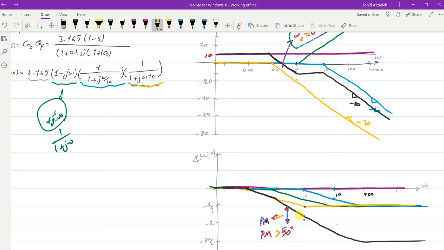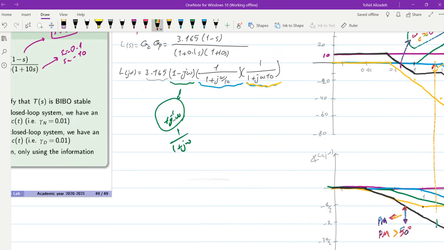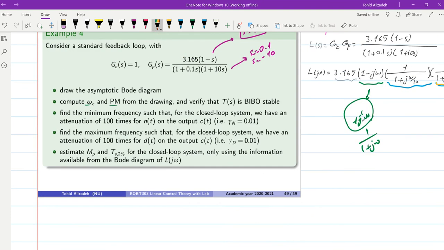In order to determine the gain margin, we need to find out the frequency at which the phase becomes equal to minus pi, which is between 1 and 10, and over here this will be our gain margin. So it looks like our closed loop system will be stable because the phase margin is bigger than 0. The gain margin is also positive. So the closed loop system will be stable.